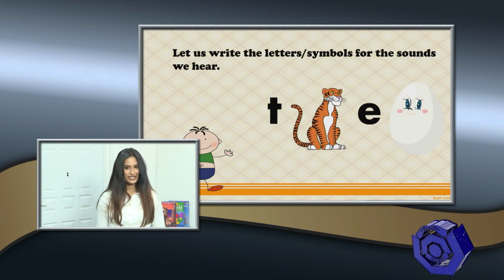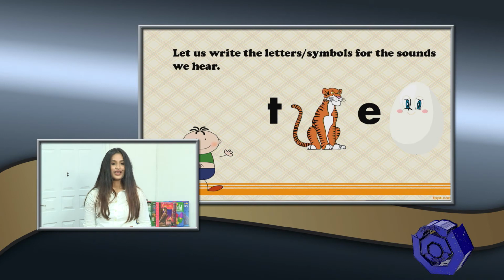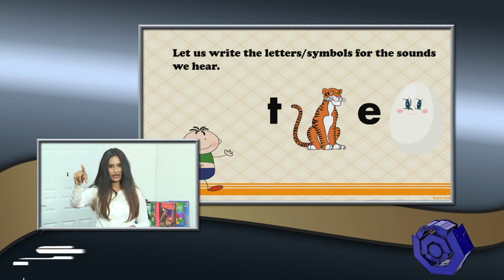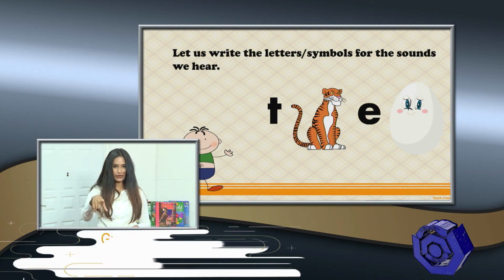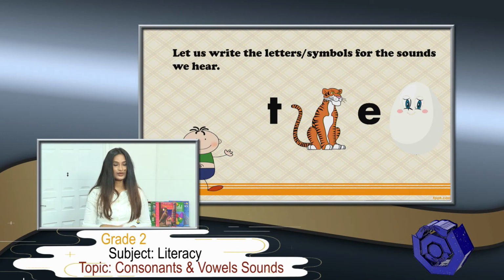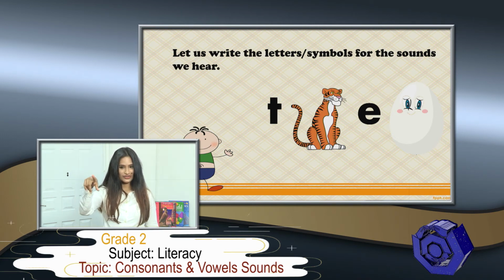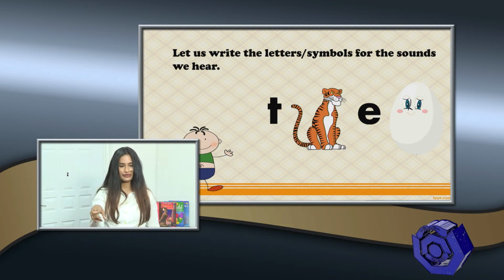Let us write the letters for the sounds we hear. T, t. One stroke down, one across. Let's go to the next letter. E is written as one stroke out and half around. Let's do that again. One stroke out, half around.